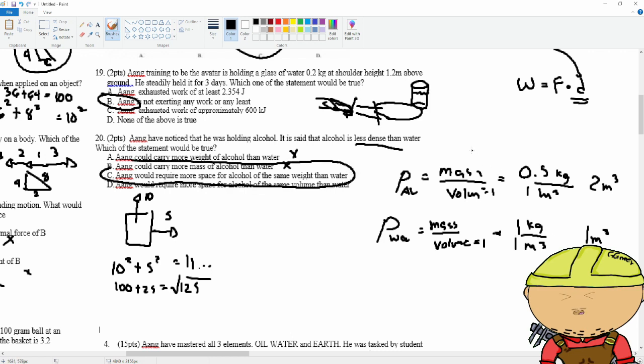If there's 1 kilogram of alcohol and 1 kilogram of water, the volume for water is 1 meter cube. The volume for alcohol is 2 meter cube. So Ang would require more space for alcohol of the same weight. Same volume, no. If there's 1 meter cube of alcohol and 1 meter cube of water, the mass is lighter, but in terms of space, they have the same volume, so it's the same.